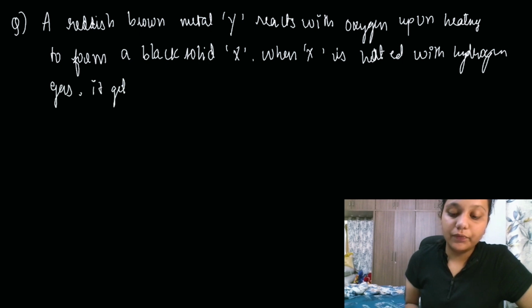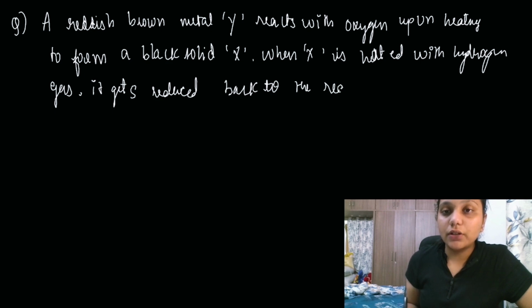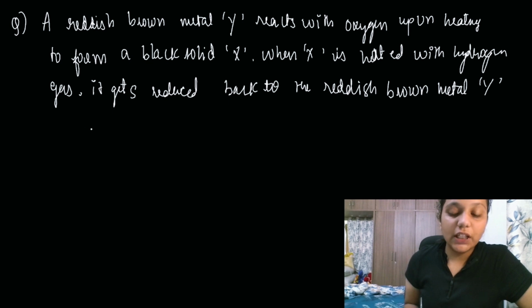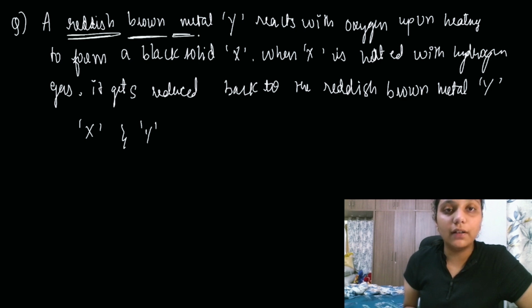it gets reduced back to the reddish brown metal Y. So we need to identify what X and Y are here. This I'll leave to you. You can very easily judge what the reddish brown metal is. They are talking about copper, which we discussed a few minutes ago. They are just saying it in a very different way, nothing else. Okay. So next, corrosion.